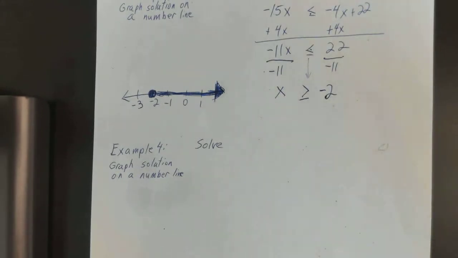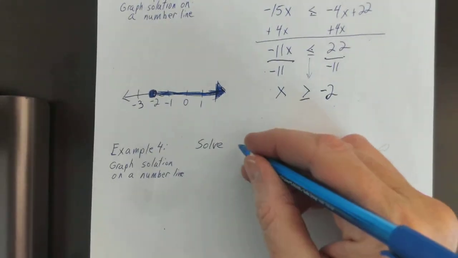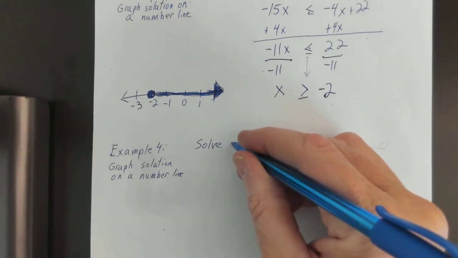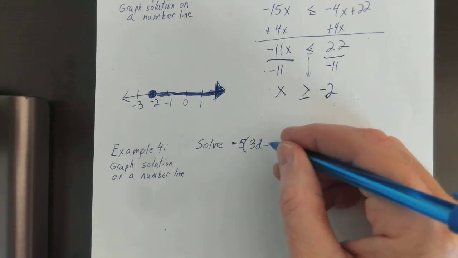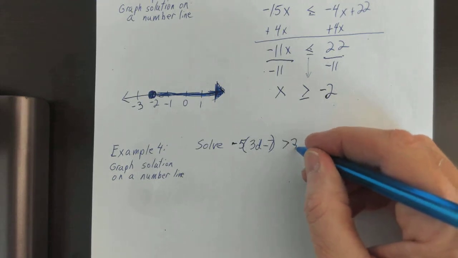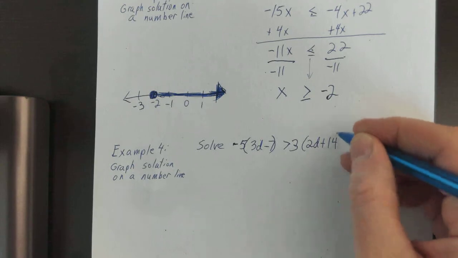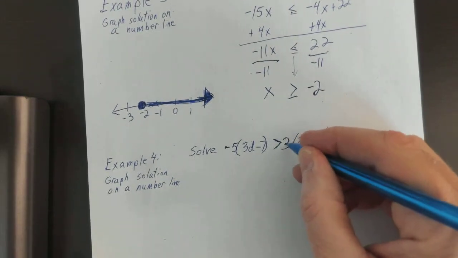All right, one more example, which I forgot to write down. Let's take, and we will solve negative 5 times 3d minus 7 is greater than 3 times 2d plus 14. That's a greater than, and that's a 3.